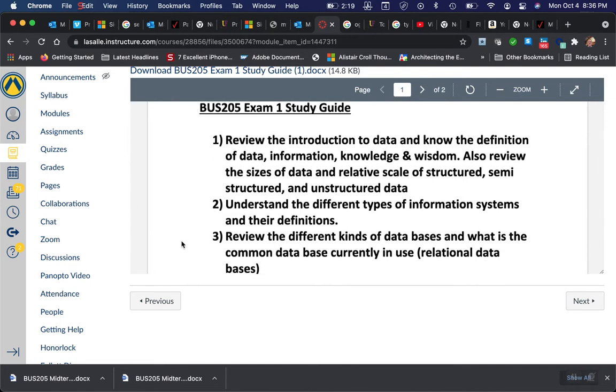We talked about some of the different types of databases, things like hierarchical databases and relational databases. The one thing to remember is that relational databases are the most common database currently in use. If you look at any website that runs a business, at the core of that is likely to be some type of relational database driving it.